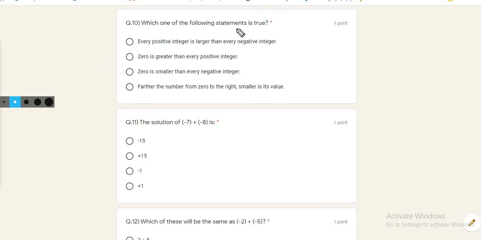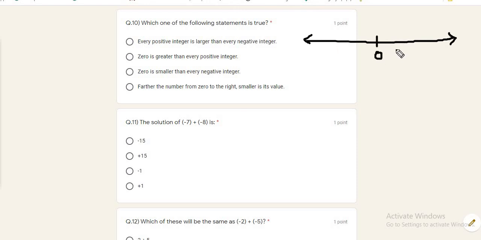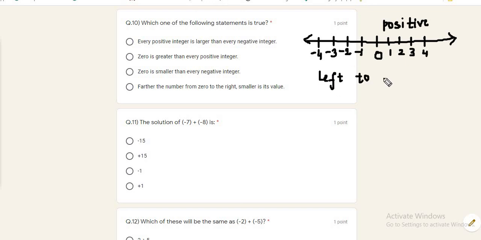Question 10. Which of the following is true? Every positive integer is larger than every negative integer. As we know that on the number line we have 0 in the middle. On the right hand side we have positive integers, and on the left hand side of 0 we have negative integers. And as we move from left to right, the value increases.